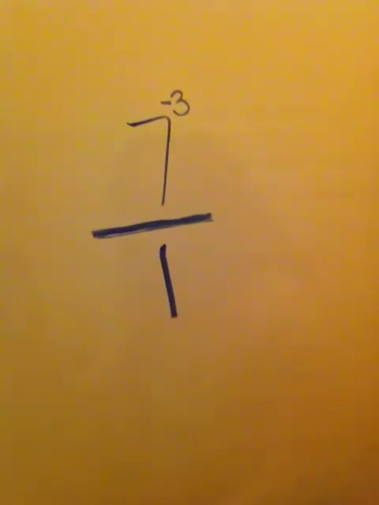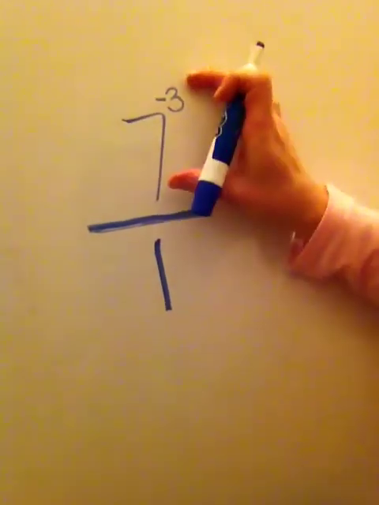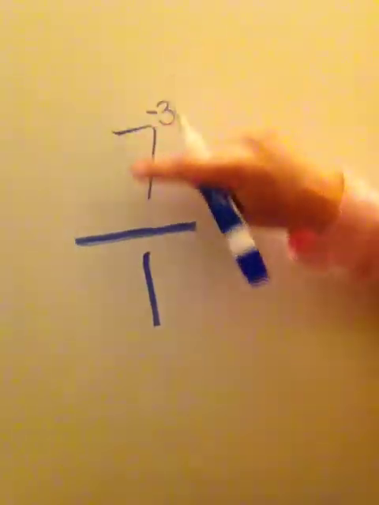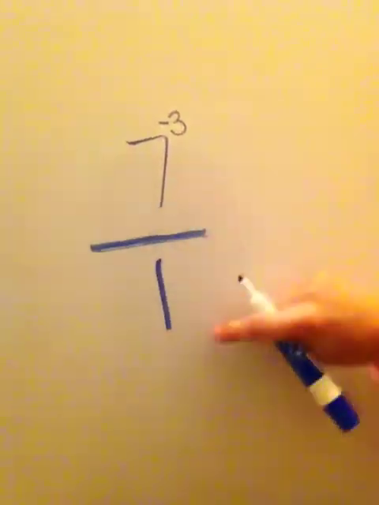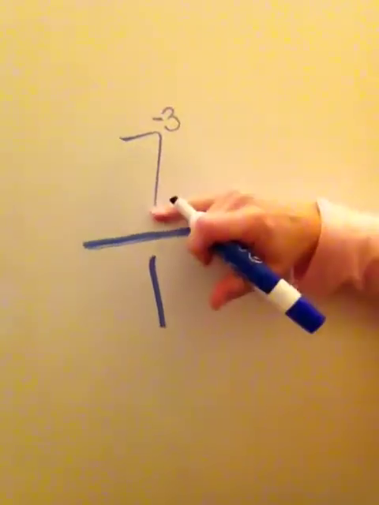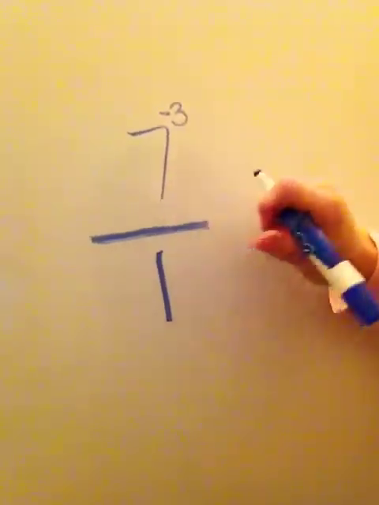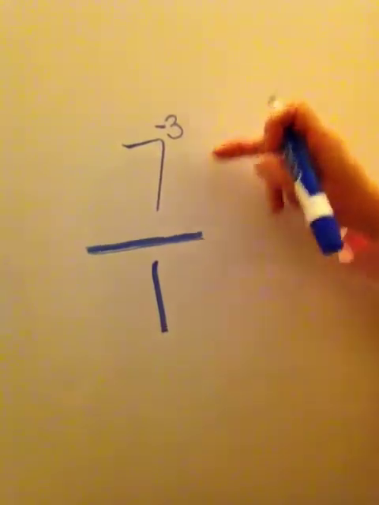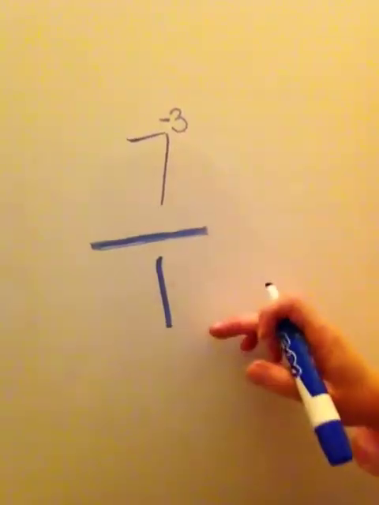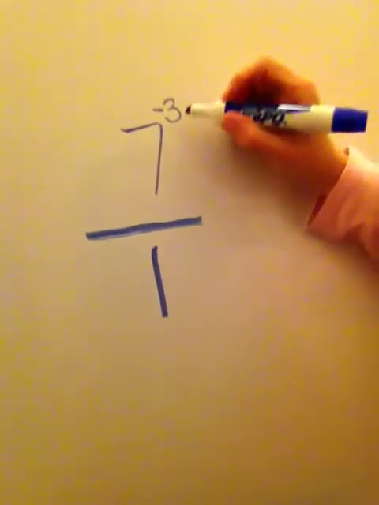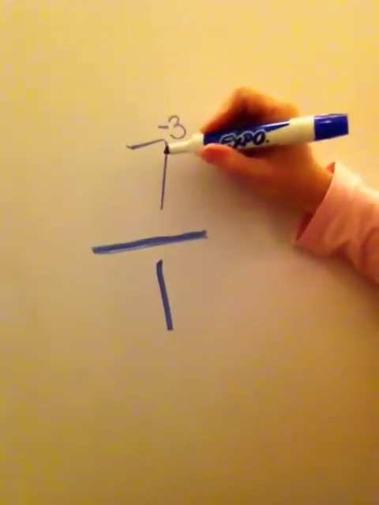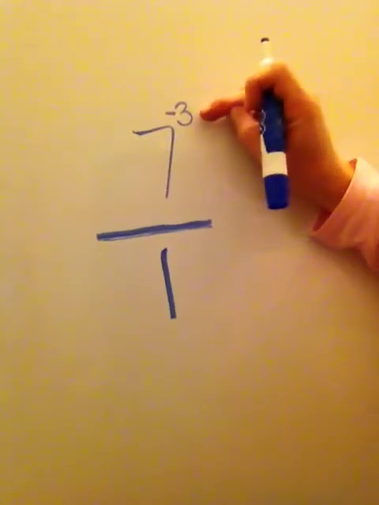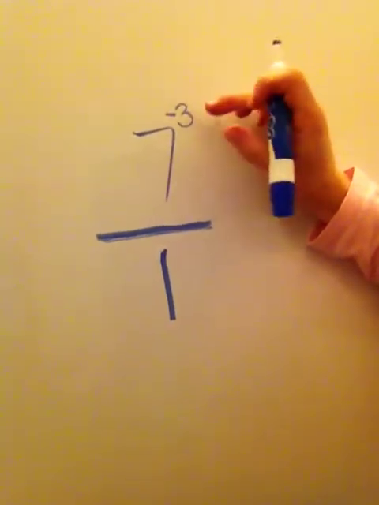So all you do, remember, this negative 3 is tied to this 7 because it's right next to the 7, so it only belongs to the 7. In other problems we've had where the exponent's outside the parentheses, then it does apply to the numerator and the denominator. But in this problem, it's right next to the 7, so it only applies to the 7. So this 7 is to the negative third power. Well, we want to get rid of that negative 3.